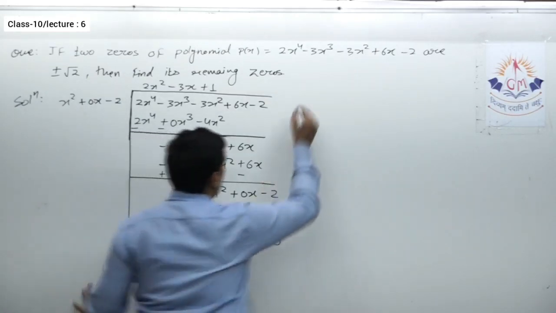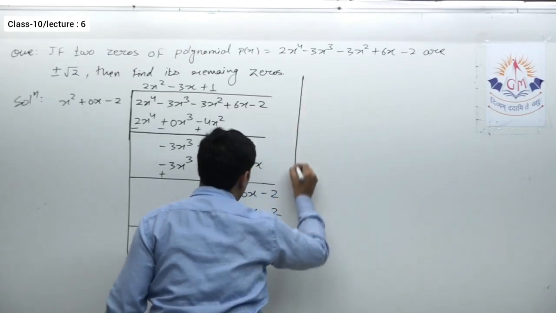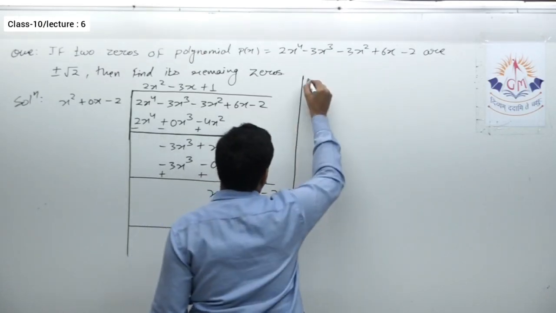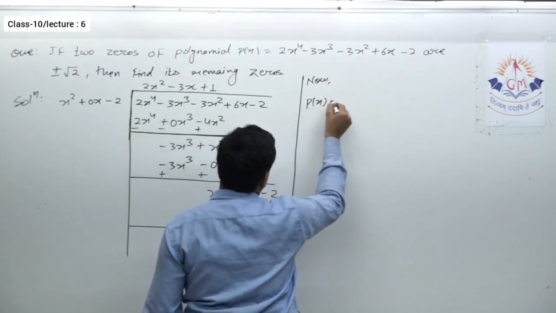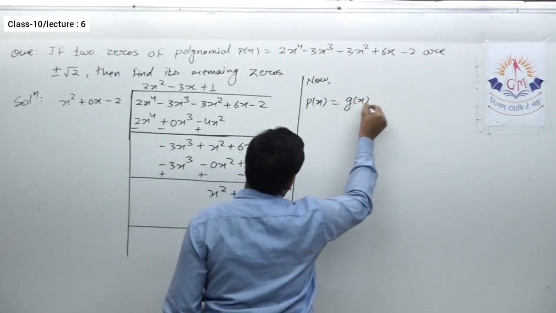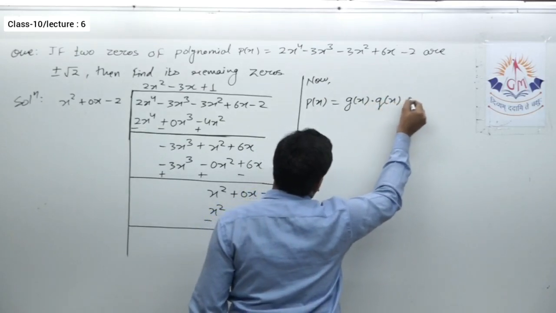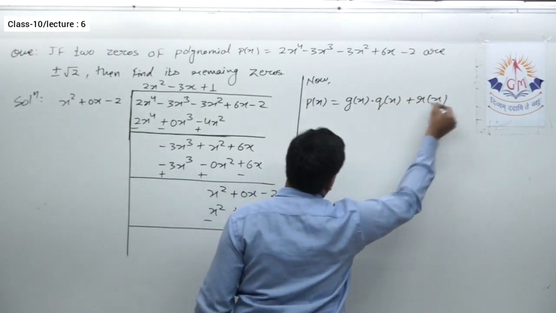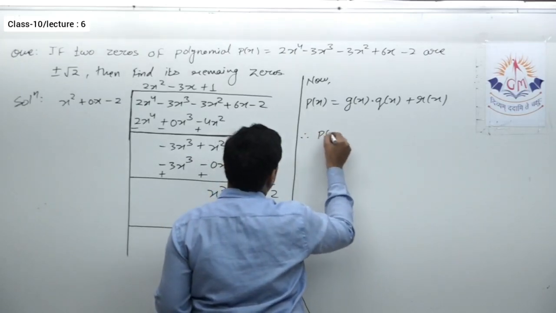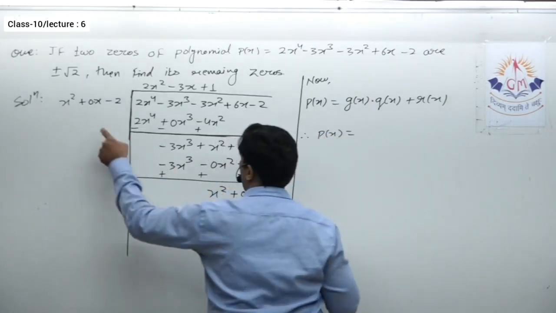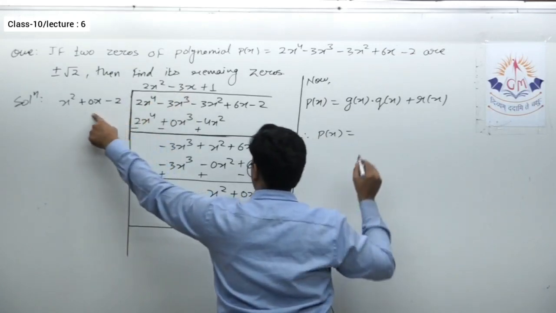Now if I apply the division algorithm, I can write p(x) = g(x) × q(x) + r(x). Therefore I can write p(x) = g(x), that is x^2 - 2.